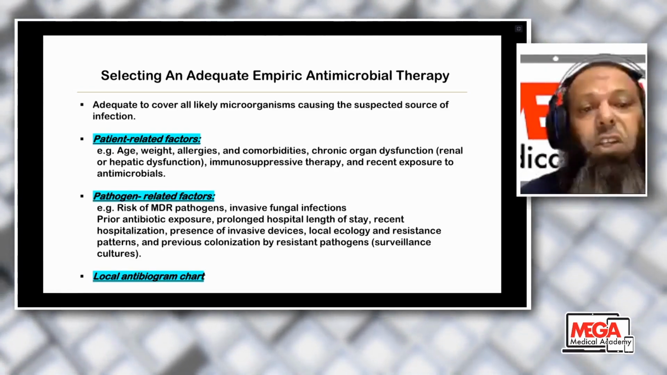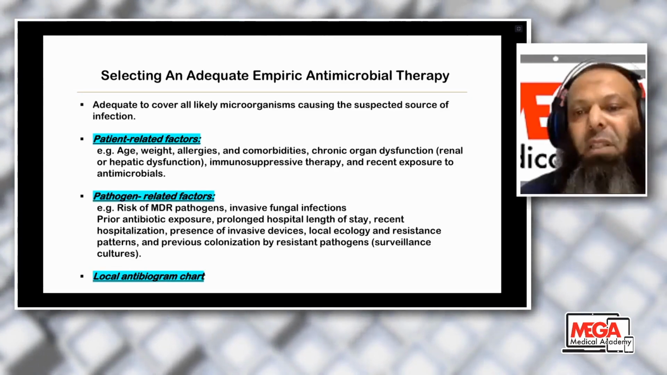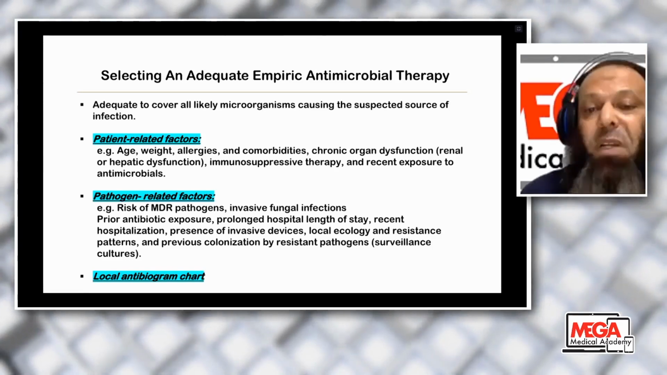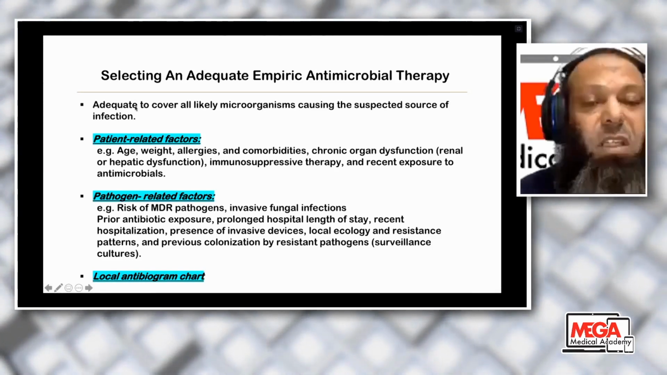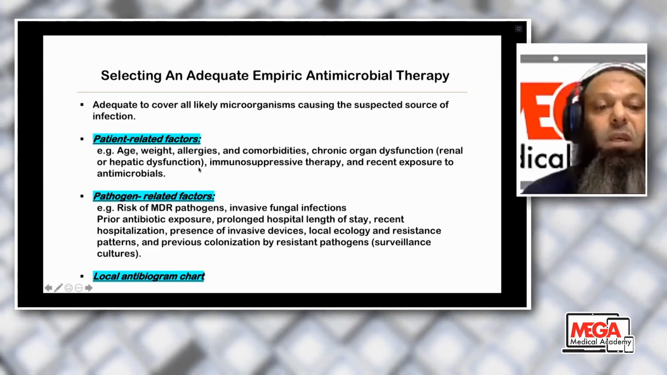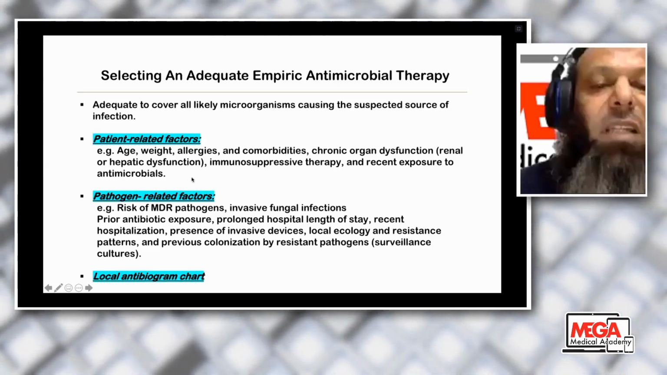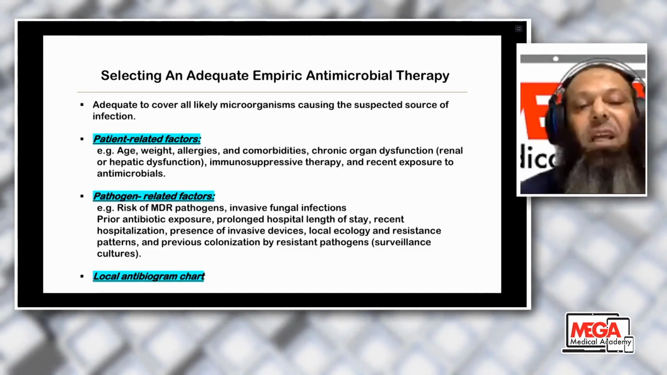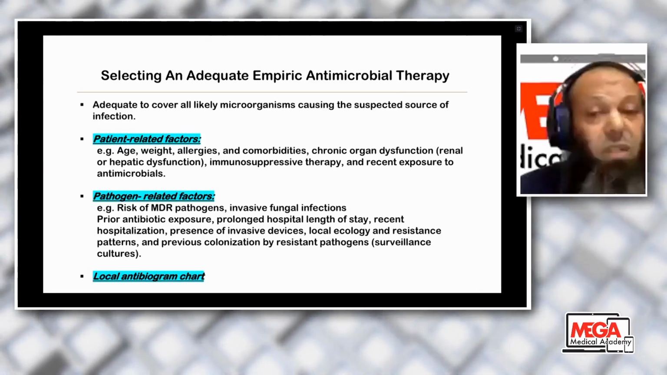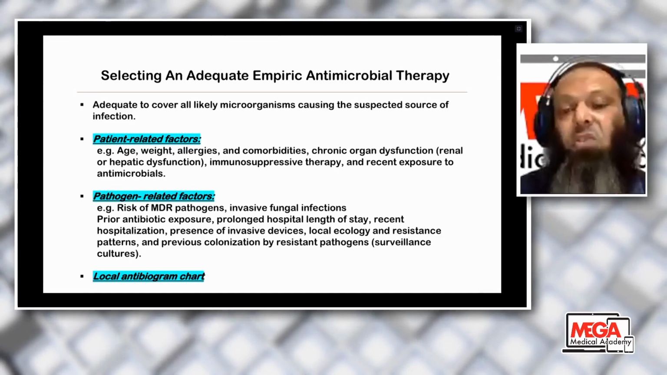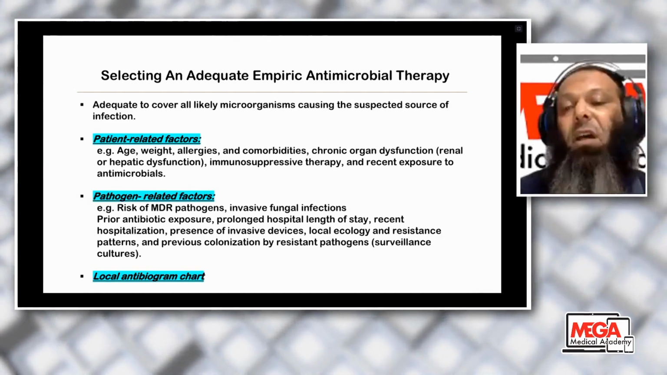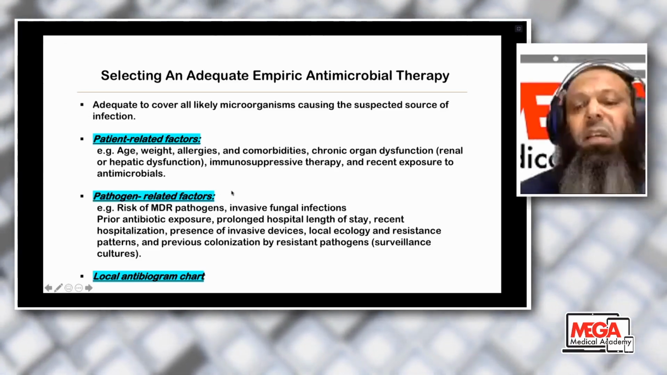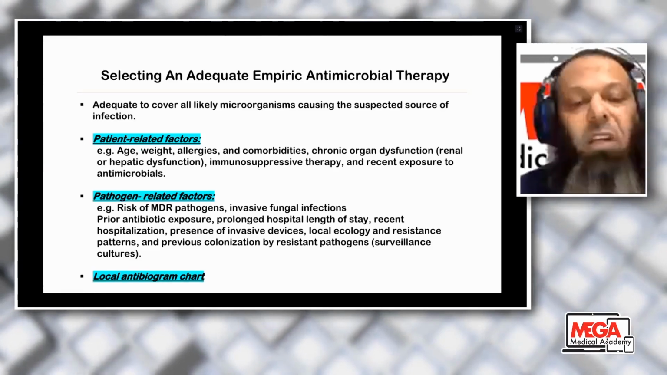Patient-related factors: age, weight, allergies, the comorbidities, the underlying chronic organ dysfunction like renal failure, liver failure, immunosuppressive therapy, and history of recent exposure to antimicrobials. For pathogen factors: the risk of multi-drug resistant organisms or the risk for invasive fungal infection. So you should review your patient about prior antibiotic exposure, prolonged hospital stay, recent hospitalization, the presence of invasive lines, local ecology and resistance, which is related to the local antibiogram, and the previous colonization by resistant pathogens. This is from your surveillance cultures.